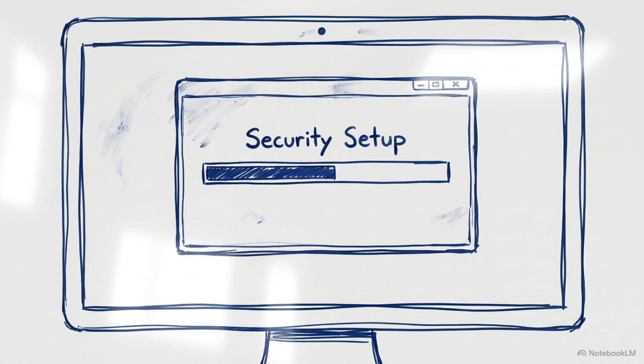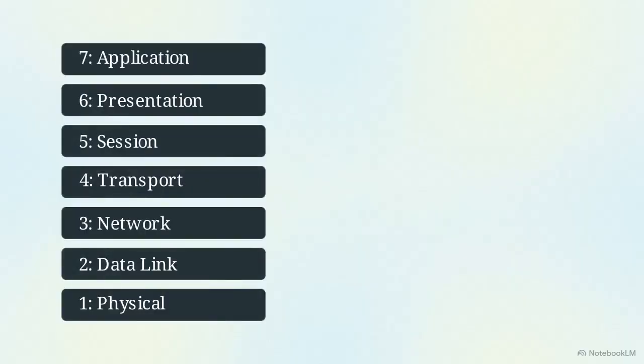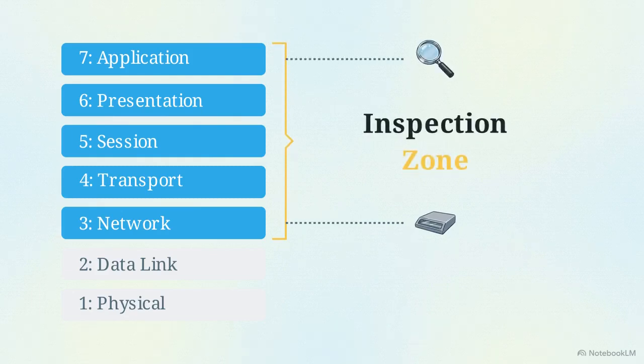The most common mistake made by new network administrators is viewing a firewall as a single, static software tool. In reality, firewalls are tiered inspection engines. They operate on a sliding scale, forcing engineers to trade computational efficiency for depth of data analysis. We can map this trade-off directly to the OSI model. As we see in this vertical 7-layer stack, the firewall inspection zone spans from layer 3, the network layer, all the way up to layer 7, the application layer.